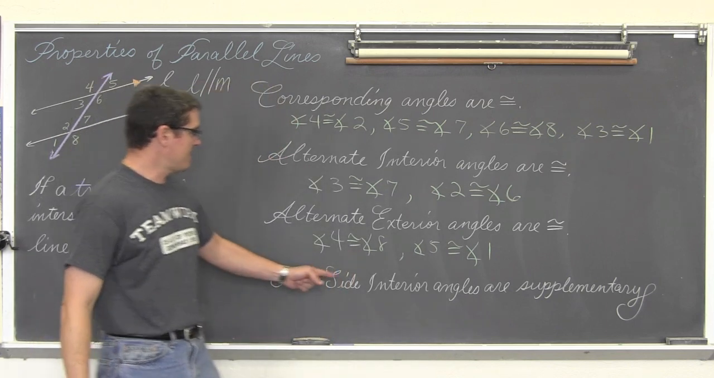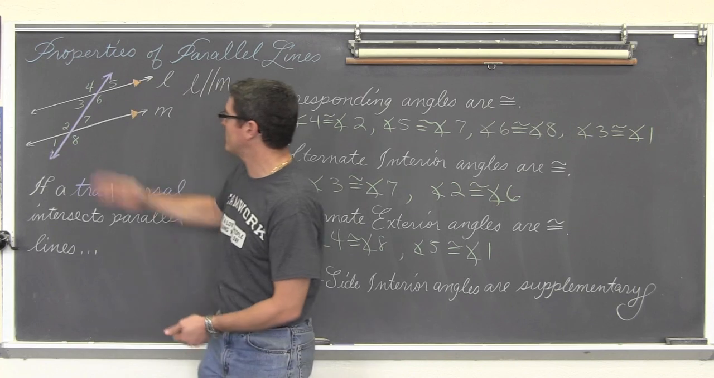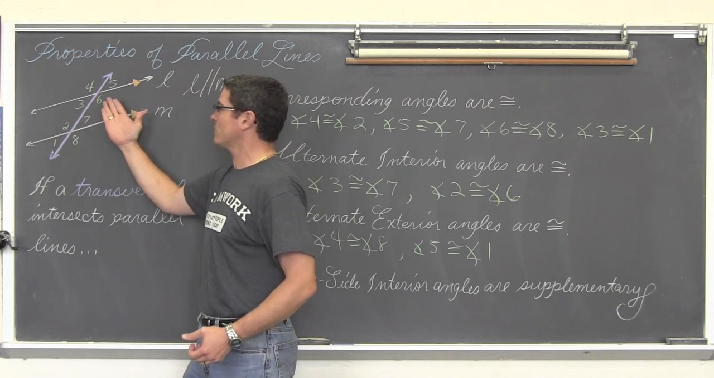And then finally, same side. Okay, so we want two angles on the same side of the transversal, either both on the left or both on the right.